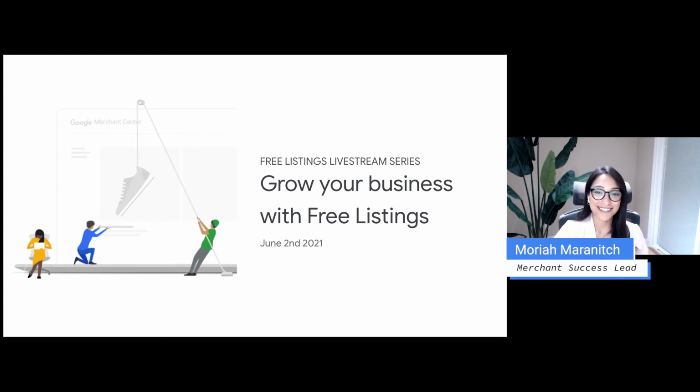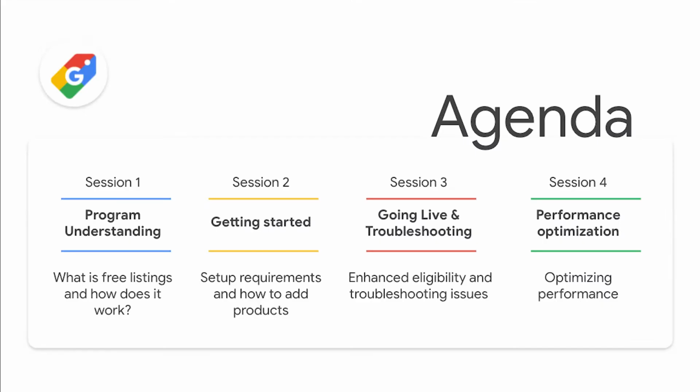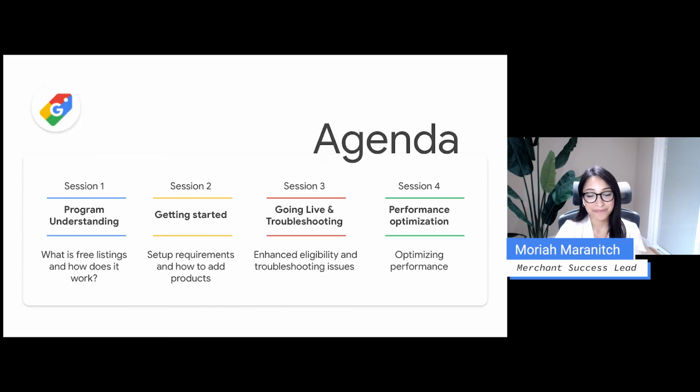We have designed this content to deep dive into some of the top challenges and the top questions that you've asked during registration. The series is broken out into 4 key topics. Session 1, learning the basics of free listings. Session 2, getting started. Session 3, going live and troubleshooting, and then session 4 is performance optimization. All of the content will be available on demand, so you can come back at any time to watch it again, or you can share it with your colleagues.